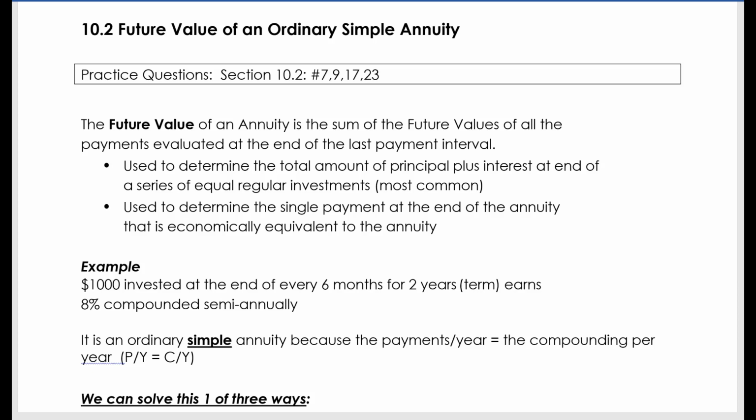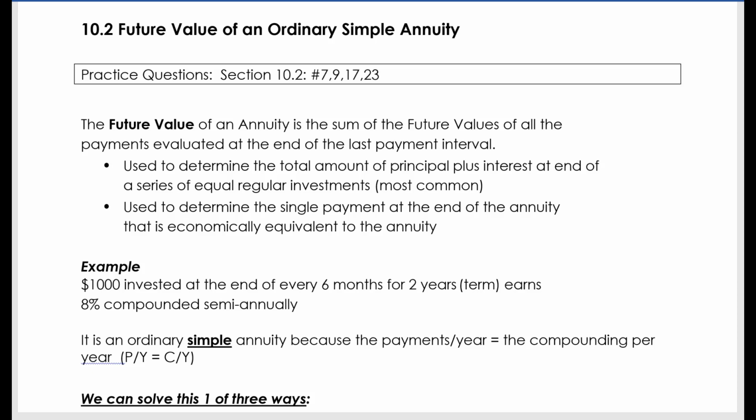The difference here is that we have payments made every single month or quarter. To calculate the future value of every single one of those payments, if you have 60 payments, that's a lot of calculations, because that's bringing everything to the future value. So it's the sum of the future values of all those payments. It's used to determine the amount of principal plus interest at the end of a series of regular payments. That's usually the most common.